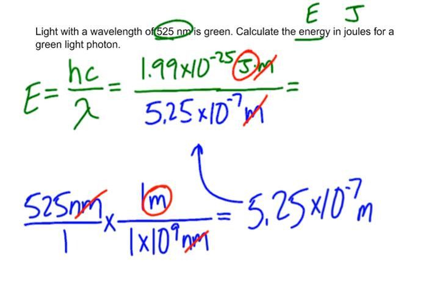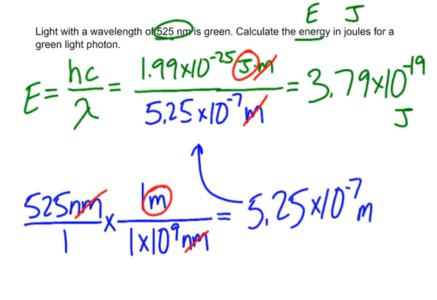End up with 3.79 times 10 to the negative 19 joules. Now, there's a couple important facts you need to know right here.